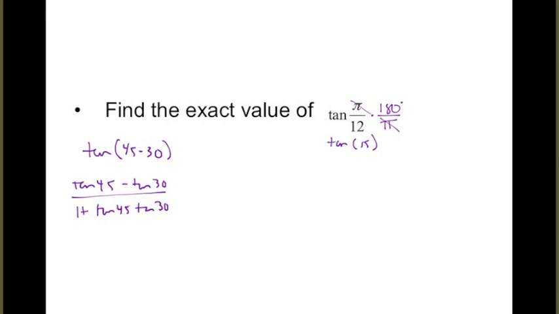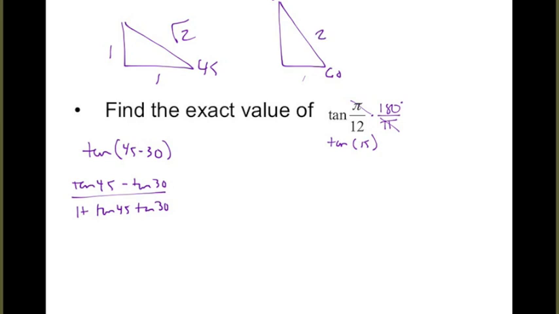And then we need to evaluate these things. So from our 45, 90, and our 30, 60, 90. Tangent of 45 is opposite over adjacent, so that's 1 over 1, or just 1. Tangent of 30 is opposite over adjacent, so 1 over square root of 3.